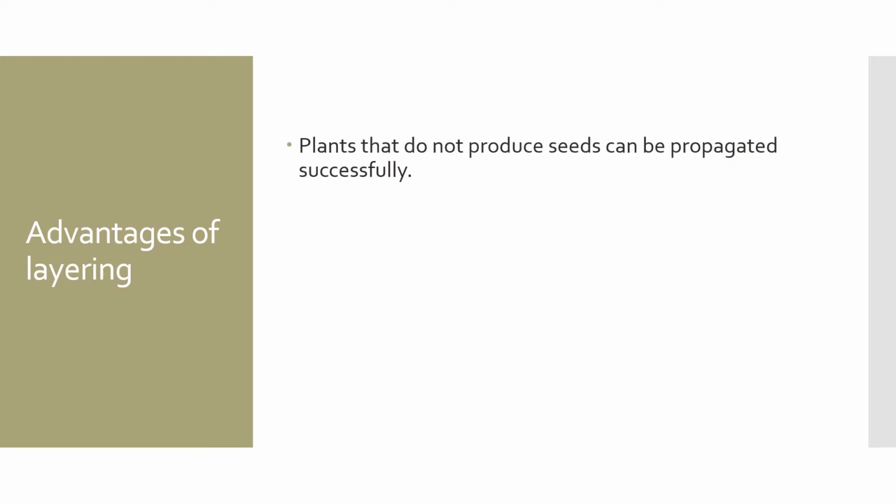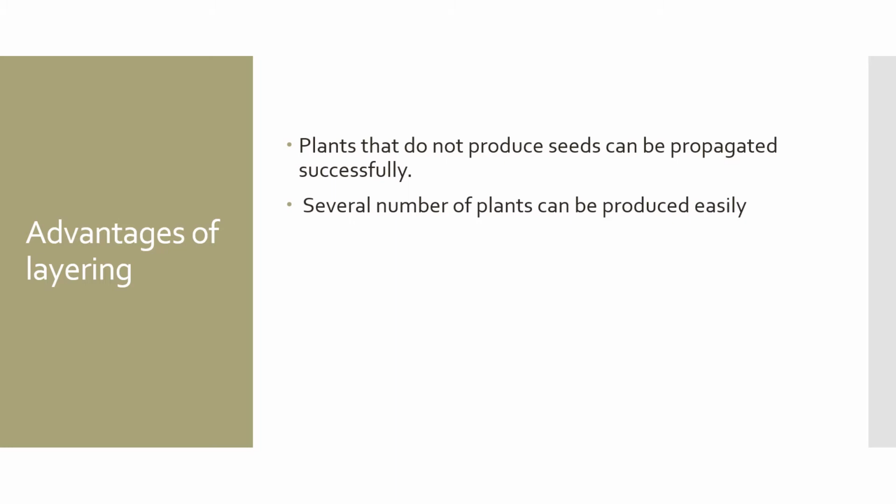So now we will see what are the advantages of using layering in artificial vegetative propagation. So it is a very important method that we can use in the plants which do not produce seeds. So producing seeds is the natural mechanism of plants to produce new plants, but there are some plants which do not produce seeds, like jasmine. So you can use this method to obtain new plants from that type of plants, and also you can produce several plants easily using this method.